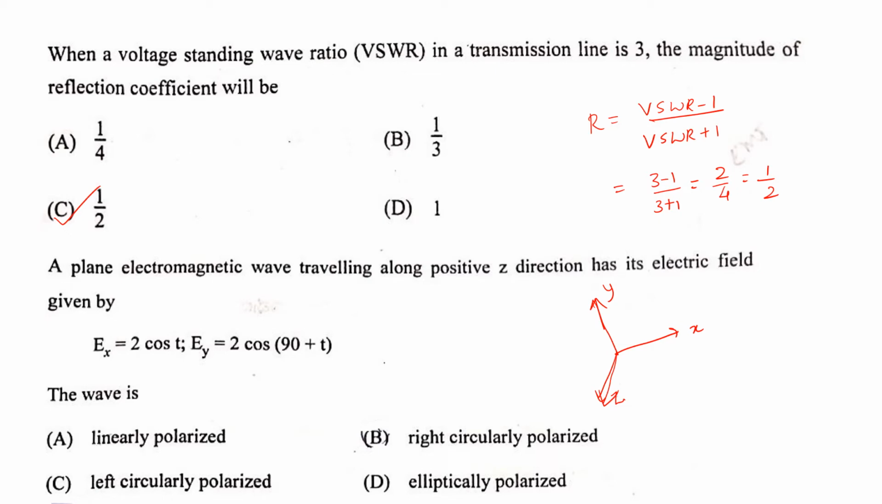That means Ey leads Ex by 90 degrees. Therefore, since rotation is from right to left, it is left circularly polarized. Option C is correct.